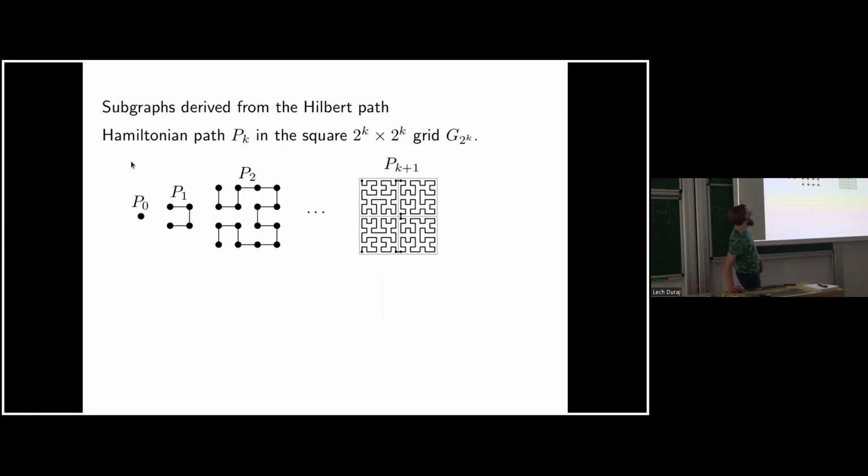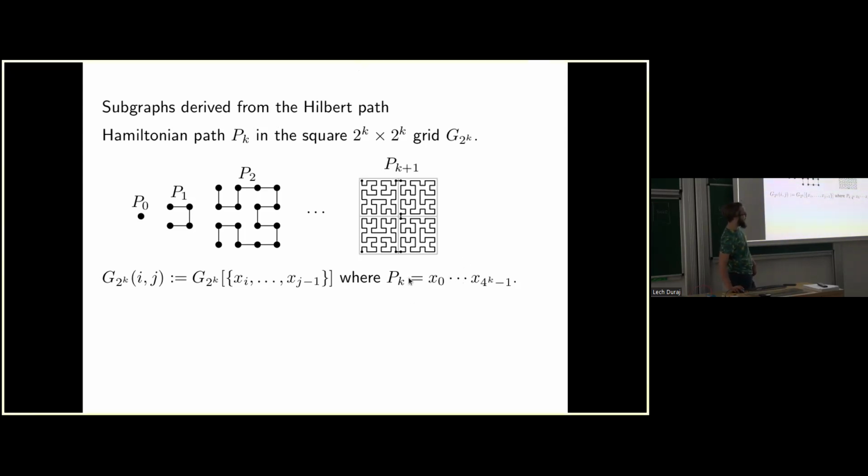So we start with P0, it's a 1 by 1 grid, so it's a single vertex. Then P1 goes right, down, left. And then if you want to obtain P_{k+1}, you split your grid into 4 subgrids of size 2 times smaller, and go like this, and this way you obtain a Hamiltonian path between 2 consecutive corners in your grid. And this construction has some very nice properties.